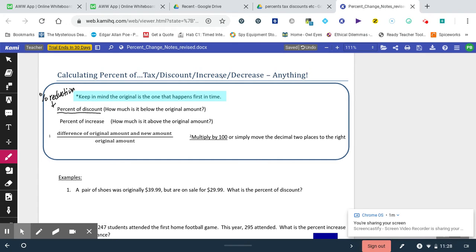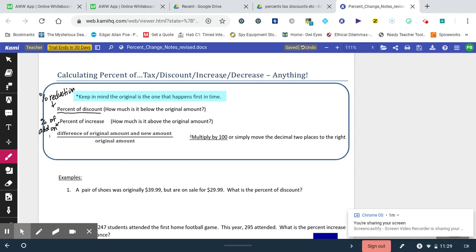So basically what we're going to be trying to figure out is how much is it below the original amount? Like by what percent is it below the original amount? And a percent of increase could be like a tax or a tip or something like that. In other words, how much is it above the original amount? This is basically just like your percent of add-on, whatever was added on. You're trying to find that percent. If you're looking for a percent of discount, you're trying to figure out by what percent was something reduced.